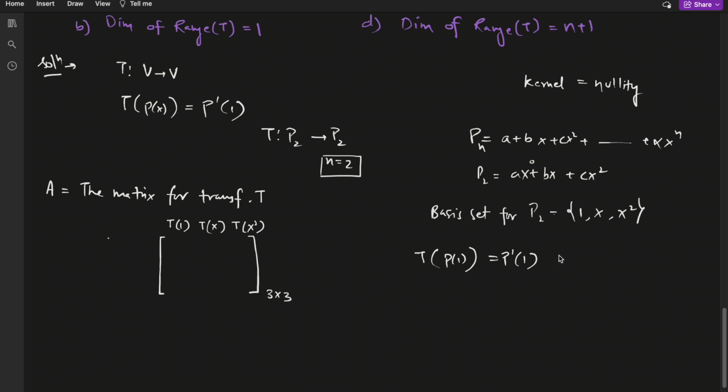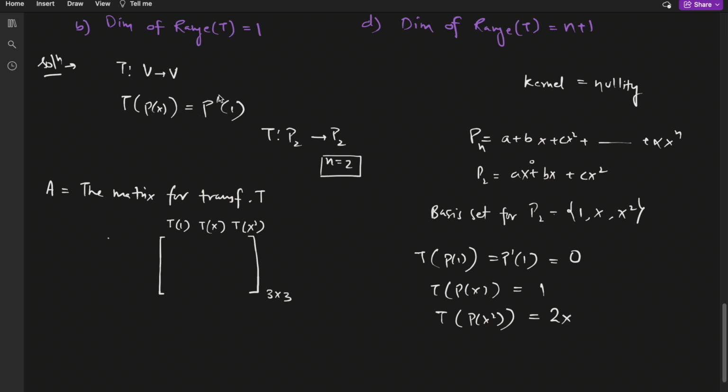So in our case, the derivative of a constant is 0, right? And so this is simple. Now we will take the second basis vector T times p of x, right? So the derivative of x is nothing but 1, right? Then we will take T times p of x square, right? So the derivative of x square is nothing but 2x.